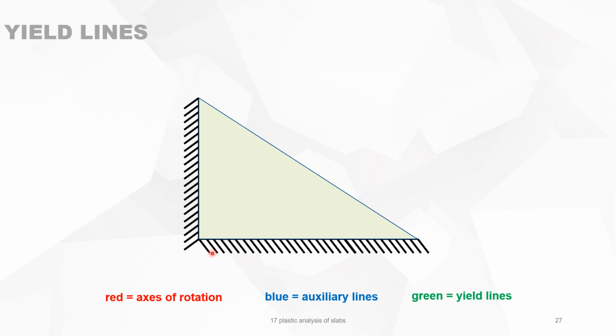Then we have a corner of a building, auxiliary line, the axis of rotation. The auxiliary line is just the bisector of the corner, and then the yield line. You only have one yield line, which is here. When this slab is fixed against the walls here, and it's fixed, then of course there will be a yield line running from there to there, and a yield line running from there to there.